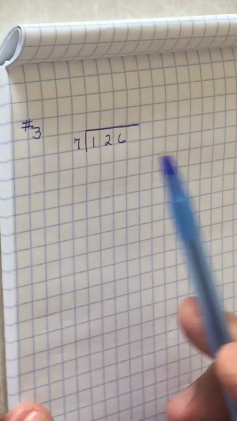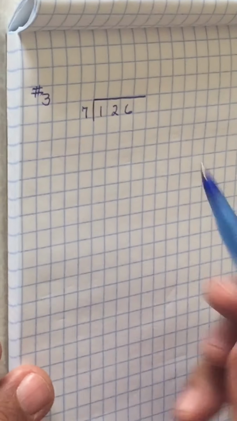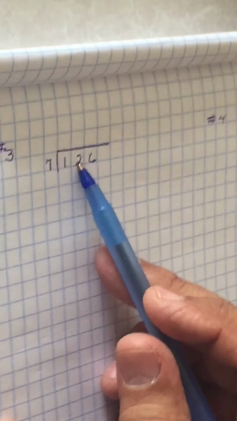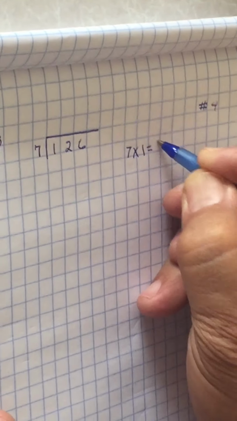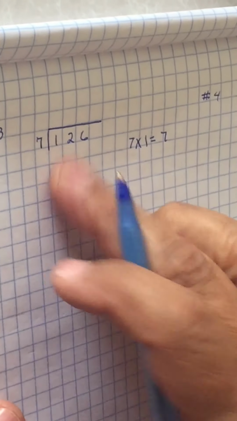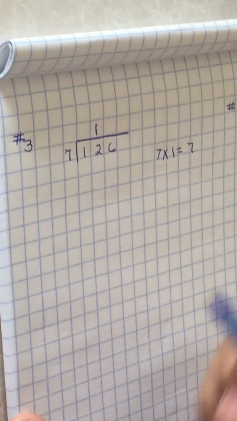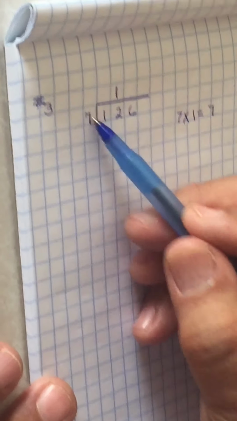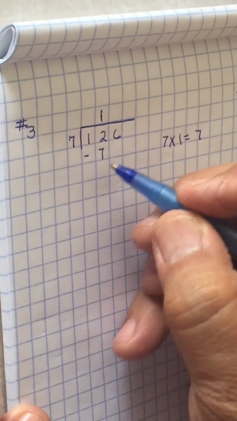So what we're going to have to do is take 126 and divide it by 7. 7 does not go into 1 because it's too small, so it's going to have to go into 12. And if I multiply 7 times 1, that gives me 7, which is close to 12. So I'm going to use 1 right here. My next step is to multiply this 1 times this 7. 1 times 7 is 7, and put it under the 12, then subtract.